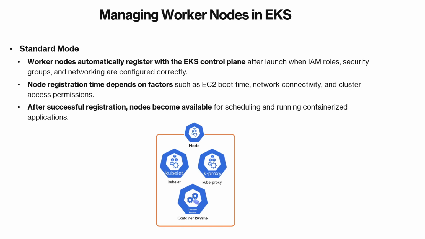These nodes typically run EKS optimized AMIs pre-configured with kubelet and container runtime. Once the nodes are launched, they attempt to connect to the control plane. If everything is configured correctly, such as network access and permissions, they will successfully join the cluster. While this usually happens shortly after the launch, the connection can take some time depending on factors like instance startup speed, network configuration, and cluster permissions. Once connected, the nodes become available to run your workload.